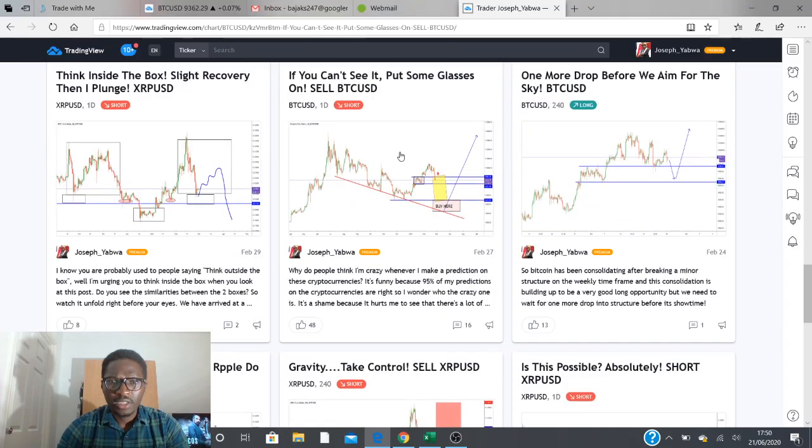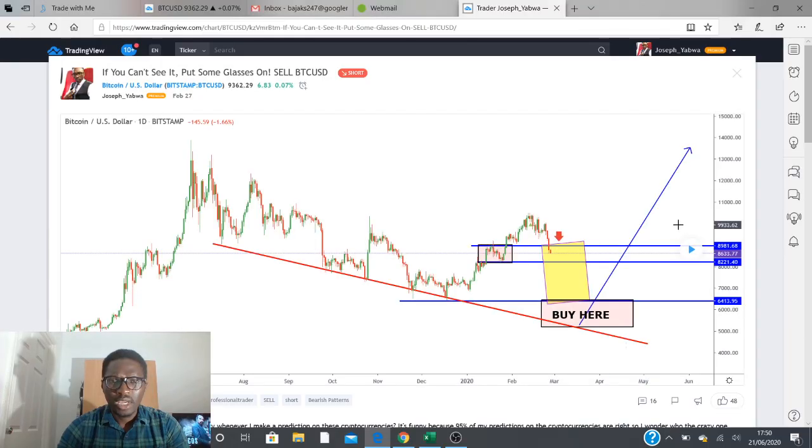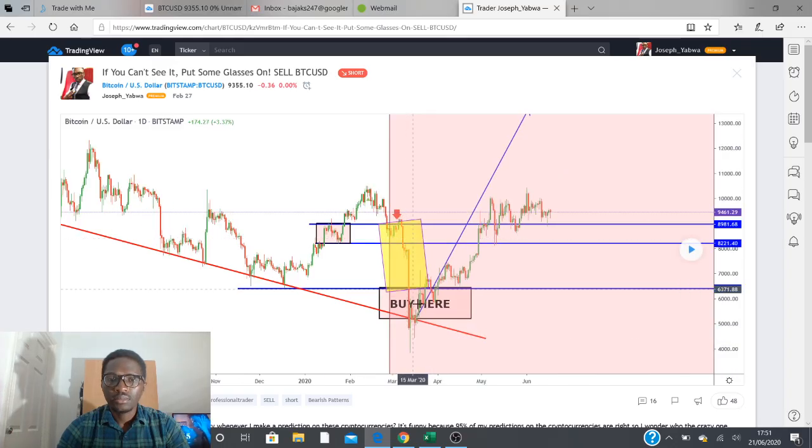So here we've got the chart. We've got the Bitcoin chart here, and you can clearly see what my headline says. If you can't see it, put some glasses on. And what do you see here? This is my prediction that the market is going to go back all the way to that low, and then we're going to get a rise. This is based on a 1 2 3 strategy, which so many people don't even understand how to trade. Why don't you click the button and see? See, we got the drop and we're now getting the rise.